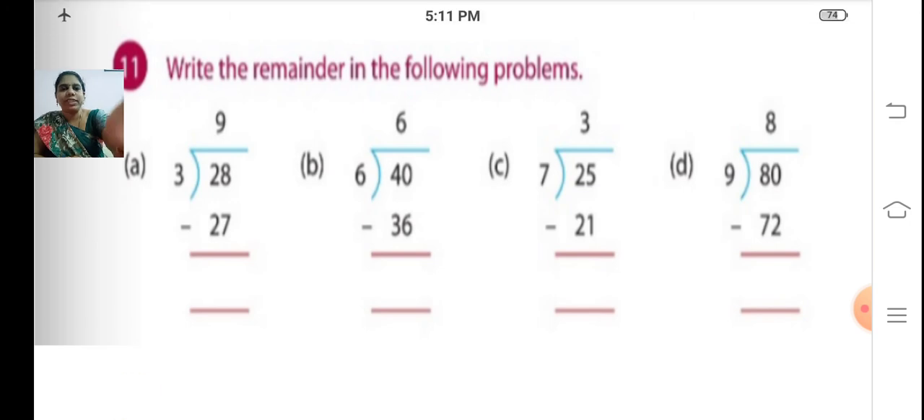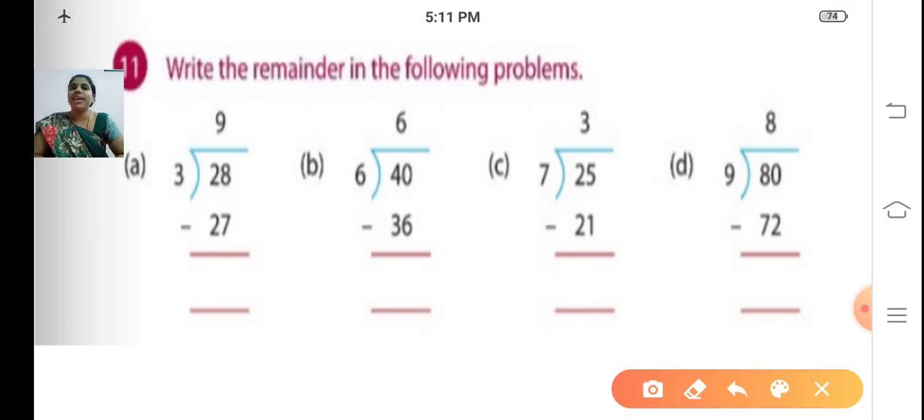First sum is 28 divided by 3. In the 3 table, we will not get 28. So 3 9s are 27. 3 10s are 30, so 30 we cannot take. So 3 9s are 27. Now we subtract 28 minus 27. 8 minus 7 is 1. 2 minus 2 is 0, no need to write 0. So what is the remainder here? 1.